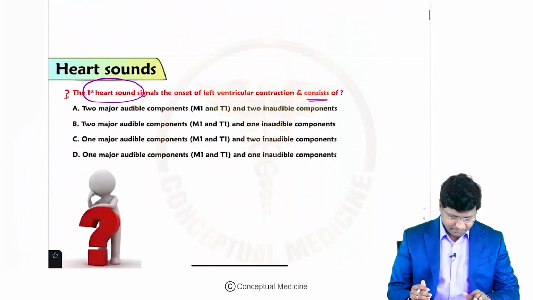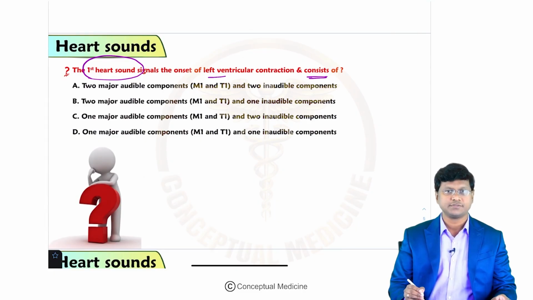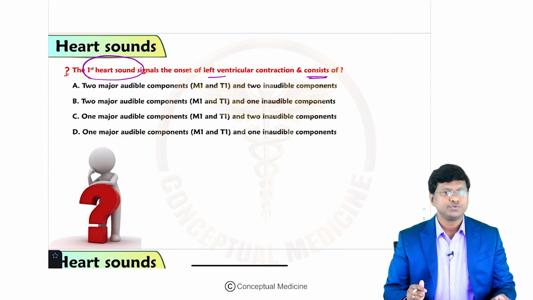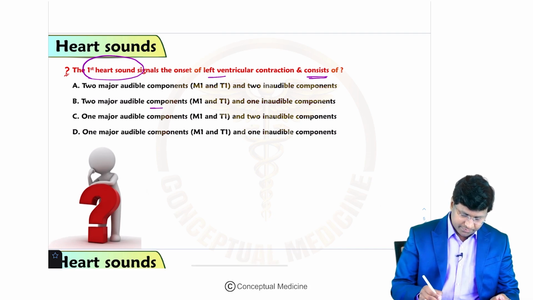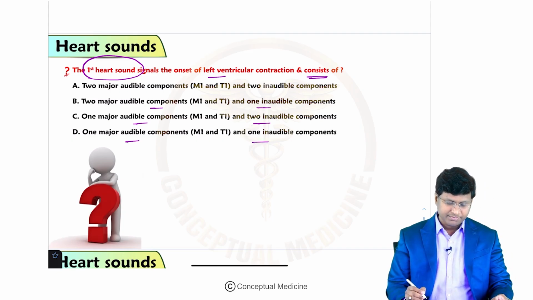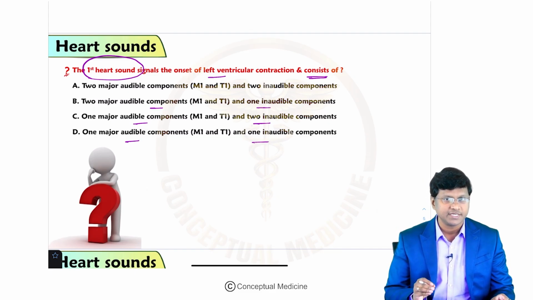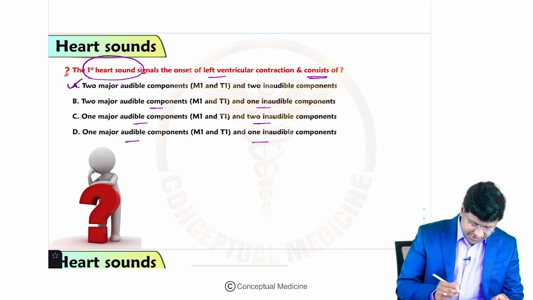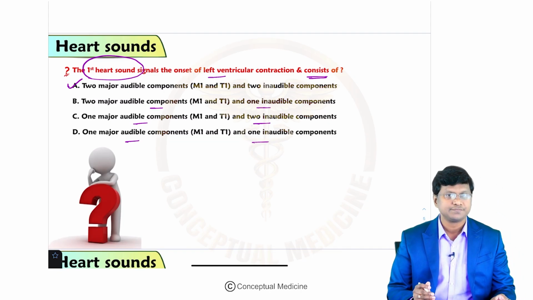Now let me discuss the first heart sound. The first heart sound signals the onset of left ventricular contraction and consists of: two major audible components and two inaudible components; two major audible components and one inaudible component; one major audible component and two inaudible components; or one major audible component and one inaudible component. Let me discuss the first heart sound in detail. The answer to this question is two major audible components and two inaudible components.